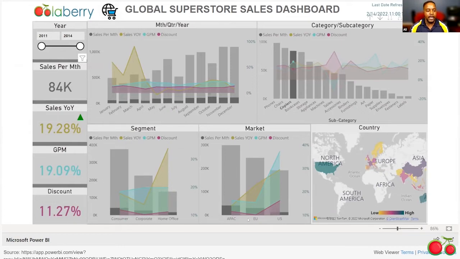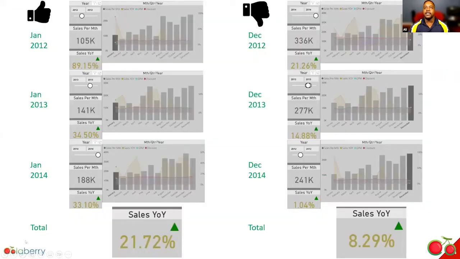Now let's look at market. We can see that Asian Pacific market has the highest sales. Now, who can tell me which market is accelerating more in terms of year over year? US. The US, exactly. Because we want to do better than, and look, we looked at what was the worst. We can look at what was the worst month for year over year, and we can look at what was the best month for year over year.